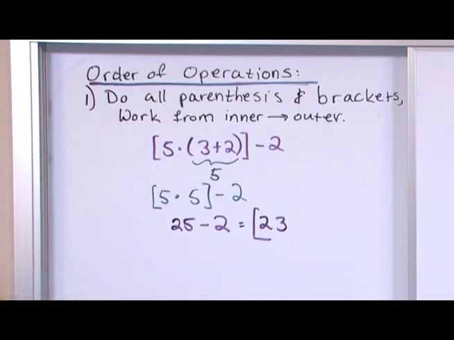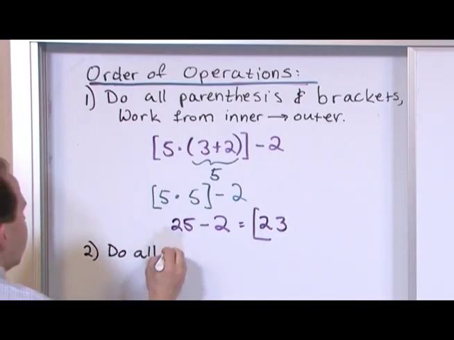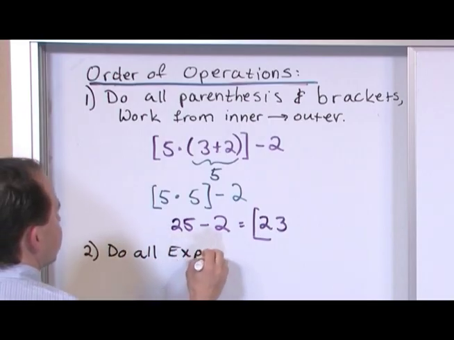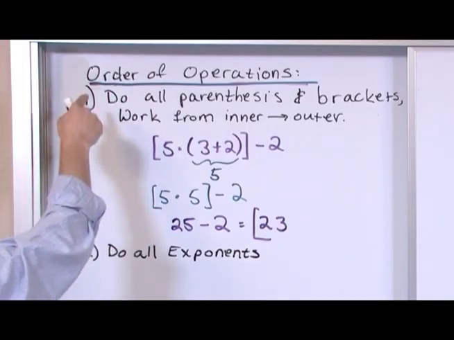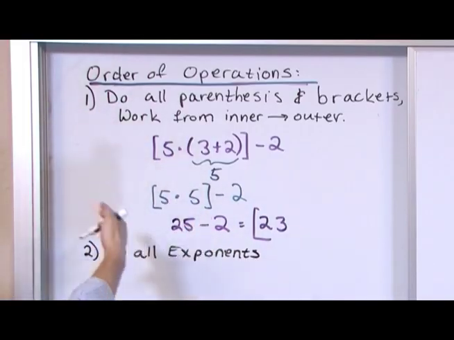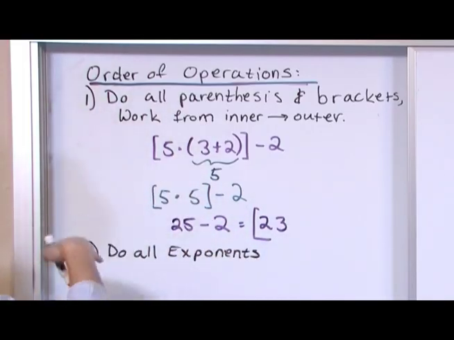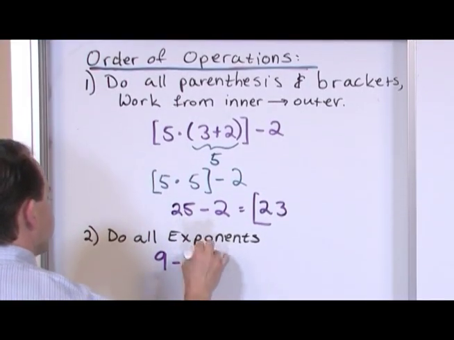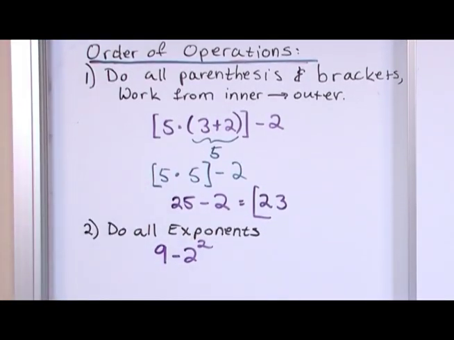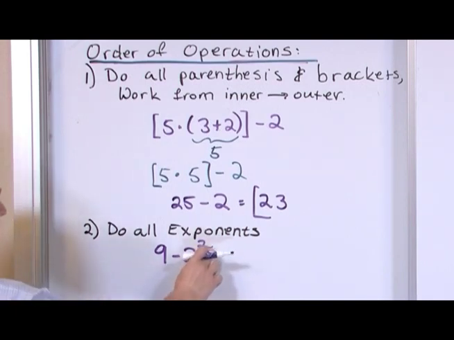All right, number 2 on our list, do all exponents. So like I said, this is a priority order. First look for parentheses. If you don't see any, or if you do see them, go ahead and do them. And then next look for any exponents. So for instance, if I had something like 9 minus 2 squared, question is, how do you do this? I'm telling you that you're going to do the exponent first because that's the next thing.